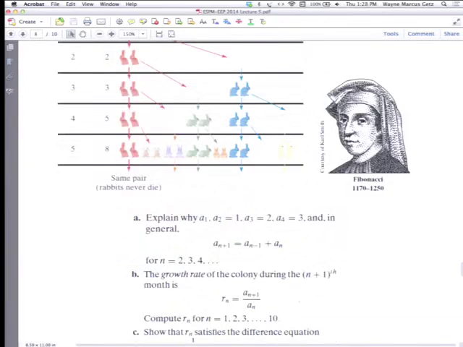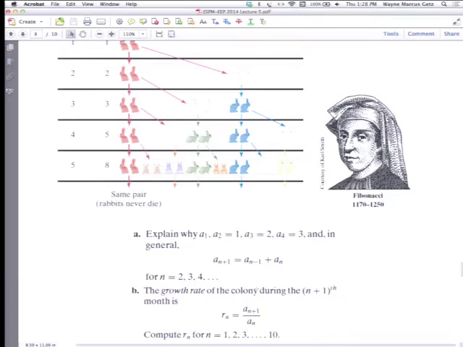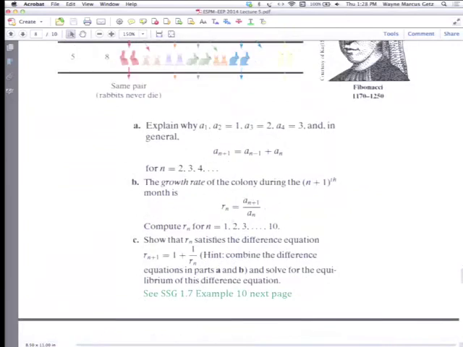Now you can say the growth rate of the colony during the n plus 1th month is going to depend on how many there are in the current month versus how many there were the previous month. So for example, if we had 100 the previous month and now we have 130 this month, then that's a 30% growth rate. So you look at that ratio. Then from this particular relationship, you can show that this statement here, together with this relationship over here, leads to an equation, a difference equation in R, the ratio each month.